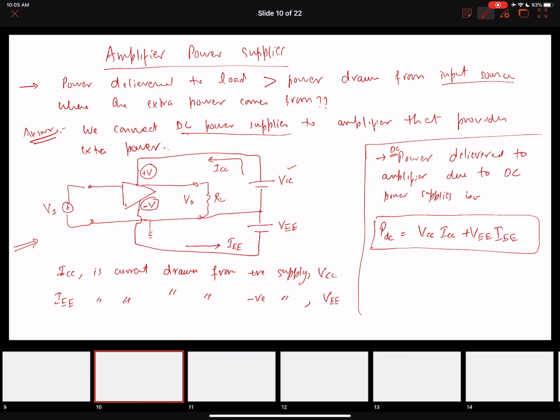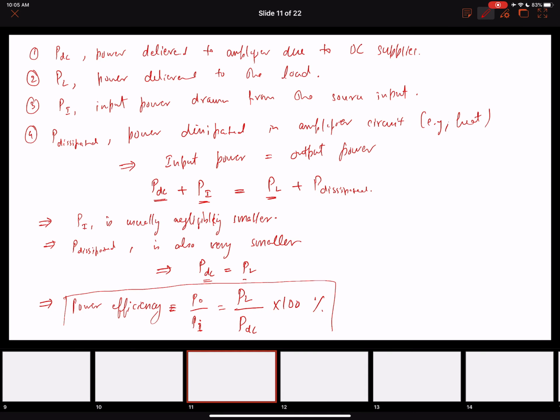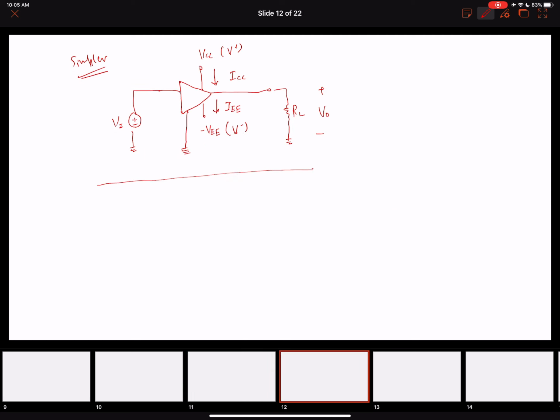Then we did this power analysis where we say that we have these 4 kinds of power. One power is being delivered to this amplifier from the supplies. Another one is going to the load. Another one is coming from the input source. Another one is being dissipated as heat. So we wrote down these equations. This equation is important in solving some of these problems. We also determined the value of the power efficiency of the amplifier. This was the simplest representation of the amplifier that is powered by the DC power supplies.